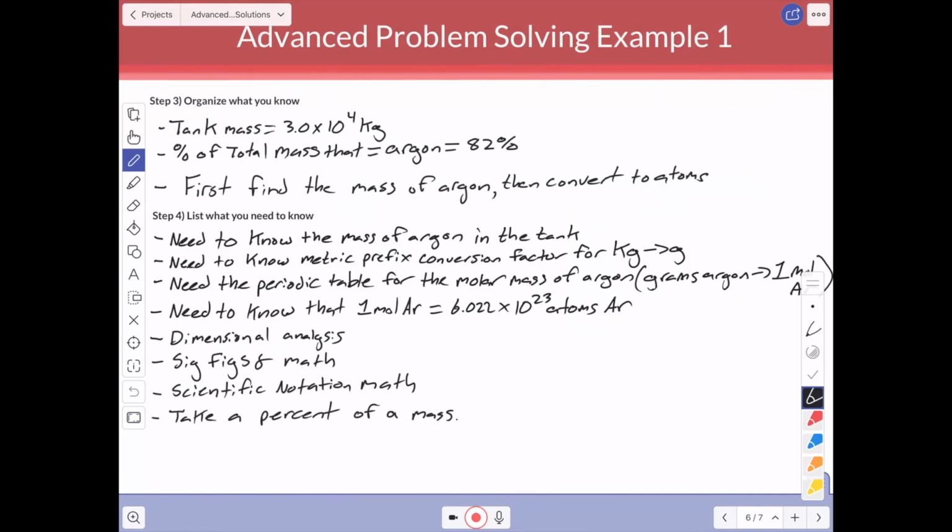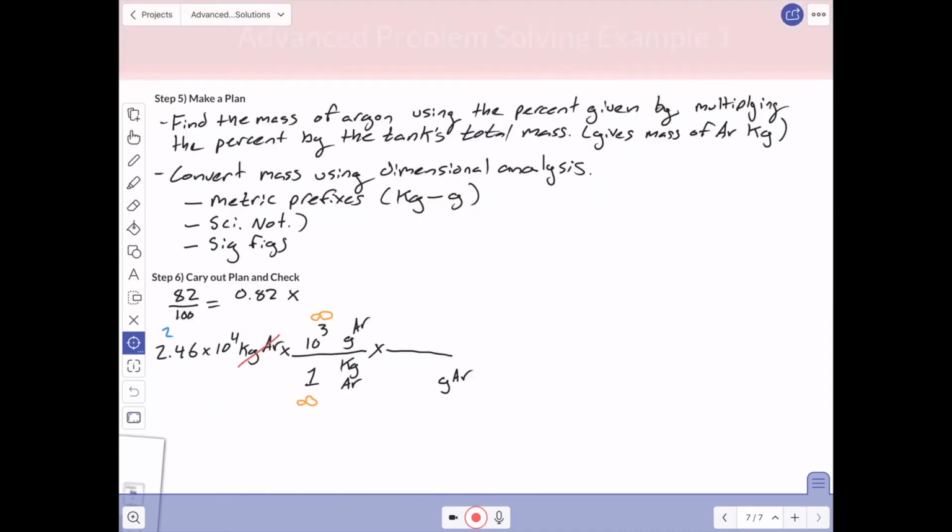For example, I went a little overkill here. I wrote out, we'll need to know our dimensional analysis, our sig figs. And some of you might be like, okay, yeah, of course, Mr. G. Yeah, we're going to need that. I need to write it down. I understand that, but some of us might not be there, and that's okay. We're all going to be at different stages with this.